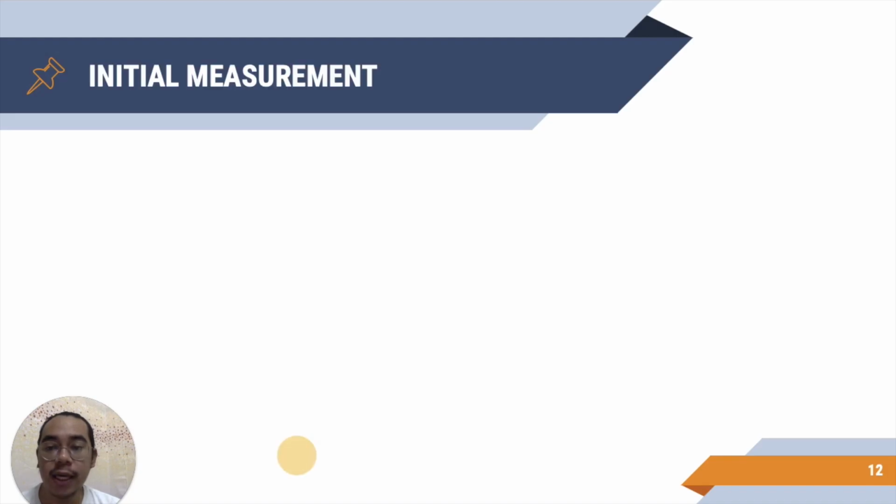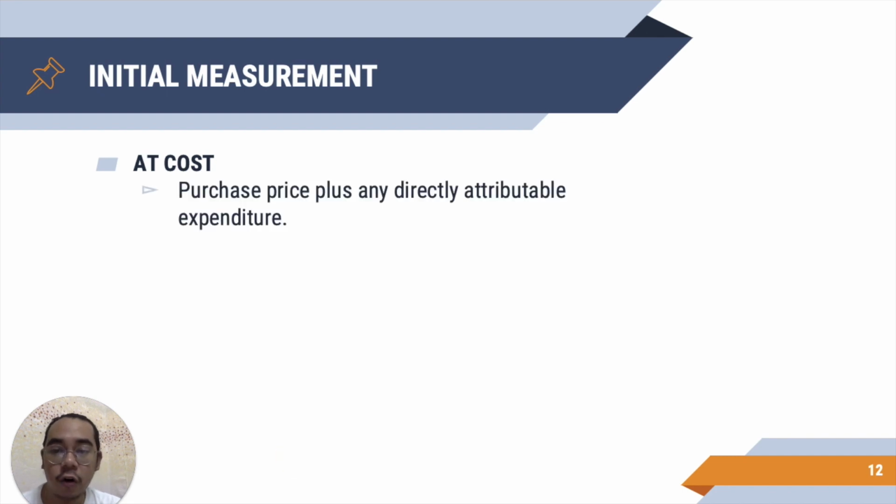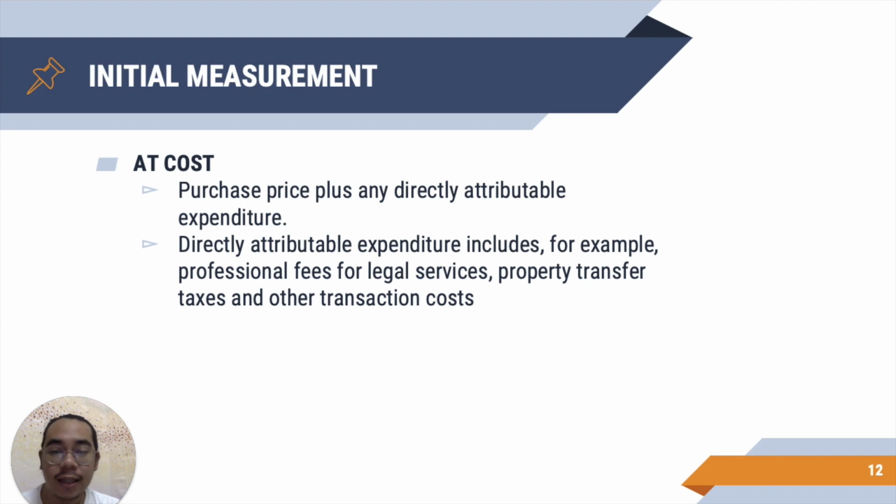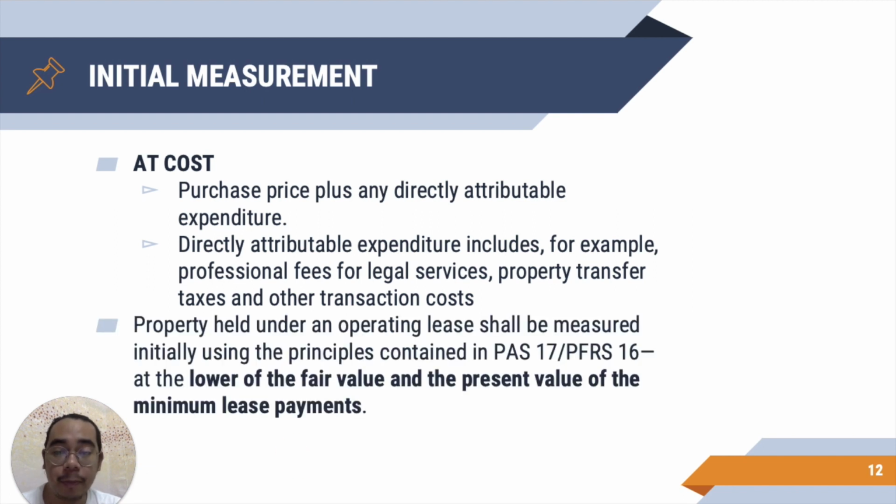Now, how do we initially measure investment property? They are measured initially at cost. And take note that yung cost, ang ibig sabihin natin dito is the purchase price plus any directly attributable expenditure. So directly attributable expenditure includes, example, professional fees for legal services, property transfer taxes, and other transaction costs. Property held, ito lang yung exception. Property held under an operating lease shall be measured initially using the principles contained in PAS 17 or PFRS 16.